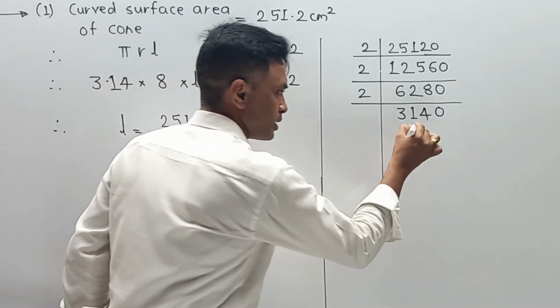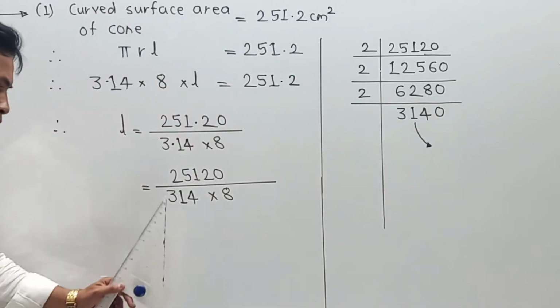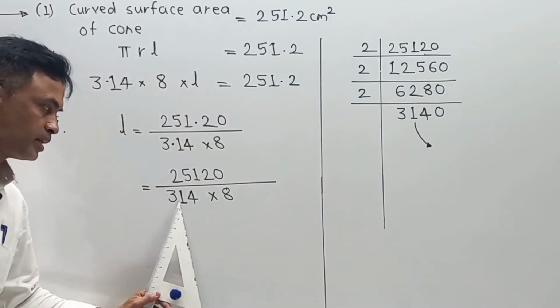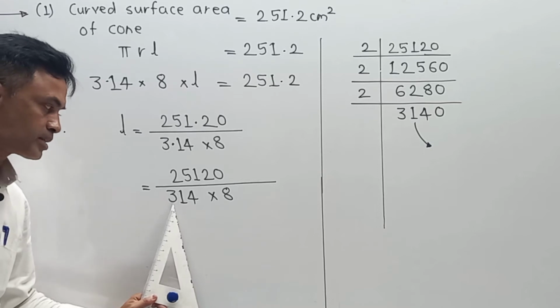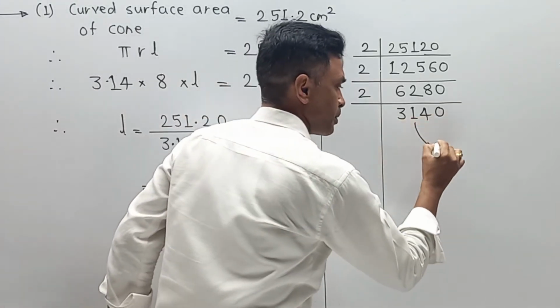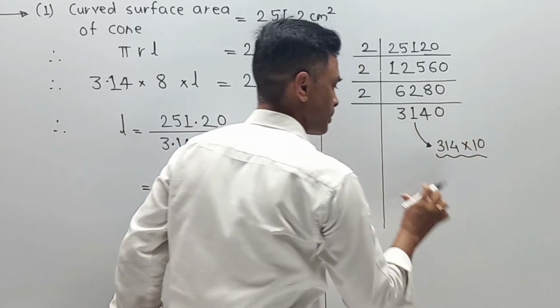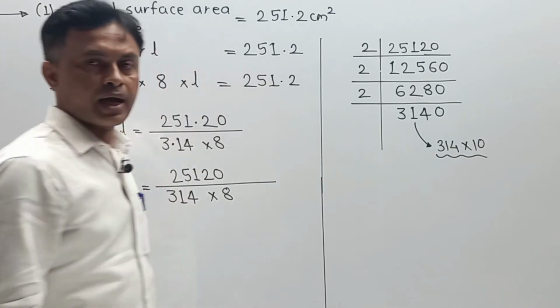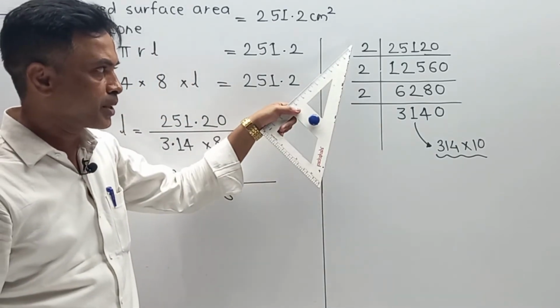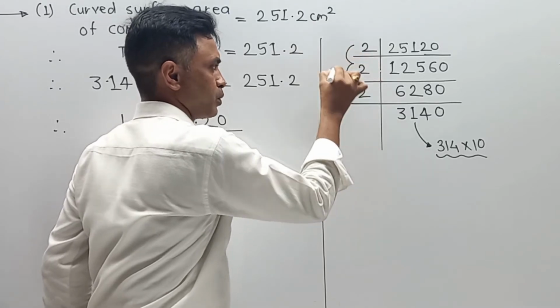I can also write this number 3,140 by observing this part. At division there is a 314. Means 3,140 can be written as 314 into 10, because it is very simple mathematics. Means as per your calculation, this number is 2 into 2 into 2. So 2 into 2 is 4, into 2 is 8.